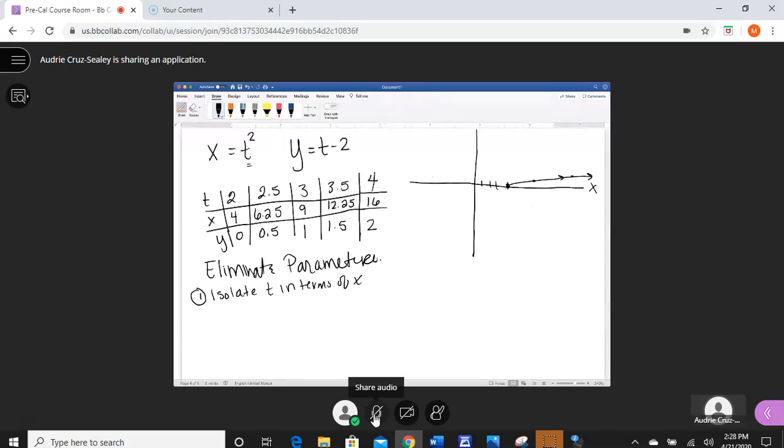Do you agree that if I have X equals T squared, the square root of X would equal T? Do we agree with that? Yep. And we have Y equals T minus 2, but T is equal to the square root of X. So I can replace T with the square root of X, and I would get Y equals the square root of X minus 2. So here's your function without the T.